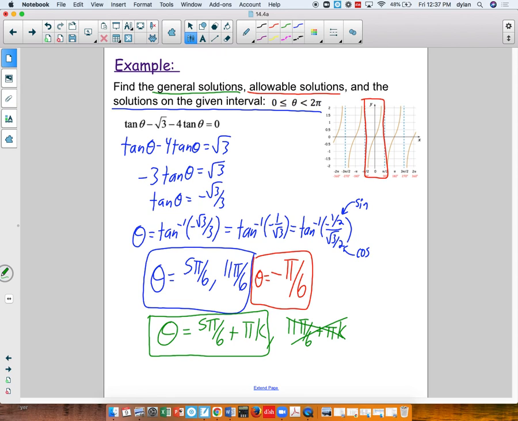So these are a couple examples of how you're going to solve a trigonometric equation. As you're doing these problems in your homework, just make sure you're checking which type of solution or solutions they're asking for, and make sure you're responding to that question.